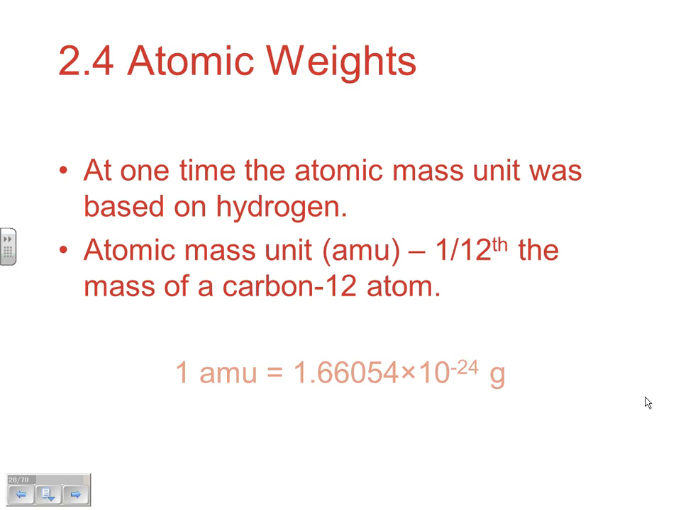Now, at one time, the atomic mass unit was based upon hydrogen. We've since moved on from that, and an atomic mass unit is now based upon a carbon atom. If you take a carbon-12 atom, which is our stable, normal form of carbon, and divide it by 12, you're in essence looking at the mass of 1 proton or neutron, because they're essentially the same. Not exactly, but essentially the same. So one atomic mass unit has an actual mass of 1.66054 times 10 to the negative 24th grams. That's a significantly small number, so when we're talking about masses of atoms, we usually use atomic mass units because it's much more convenient than talking about these small masses.